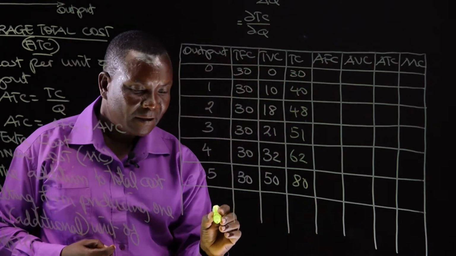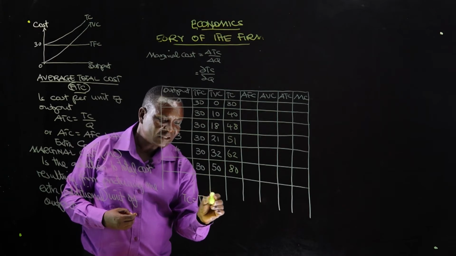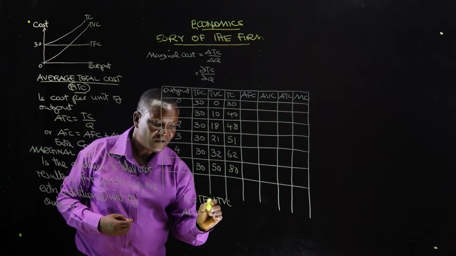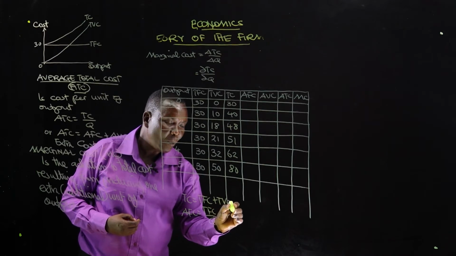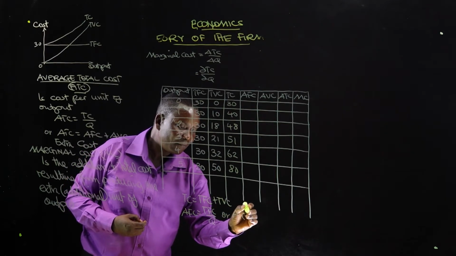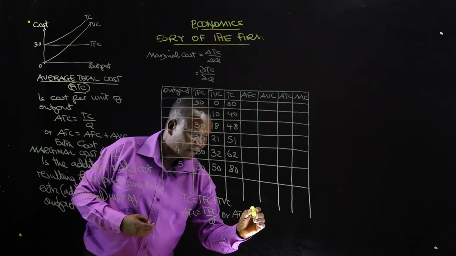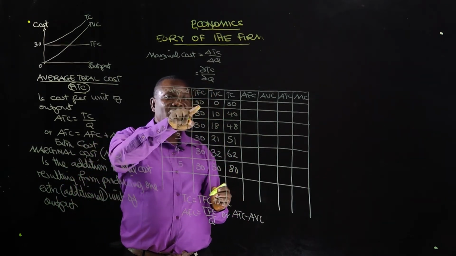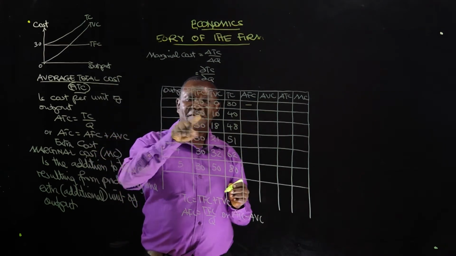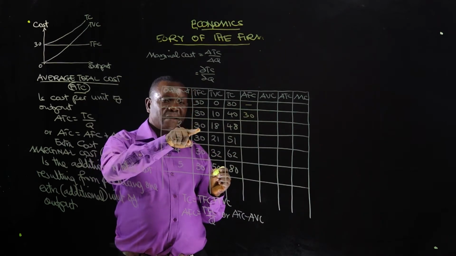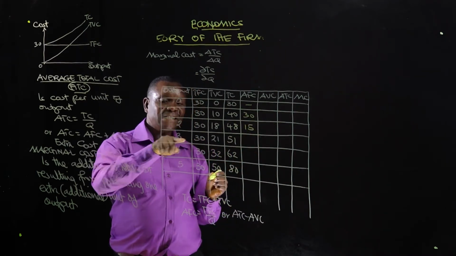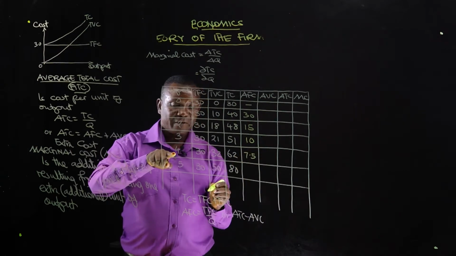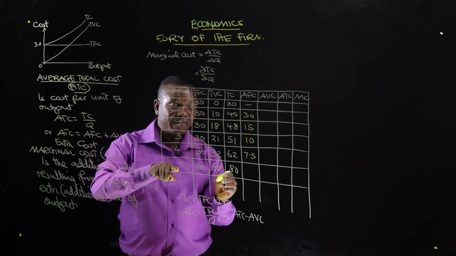Average fixed cost. You know, total cost is equal to total fixed cost plus total variable cost. To get average fixed cost, we take total fixed cost and divide by output, or average total cost minus average variable cost. So we take 30 divided by 0, we say it is undefined. 30 divided by 1 is 30. 30 divided by 2 is 15. 30 divided by 3 is 10. 30 divided by 4 is 7.5. And 30 divided by 5 is 6.